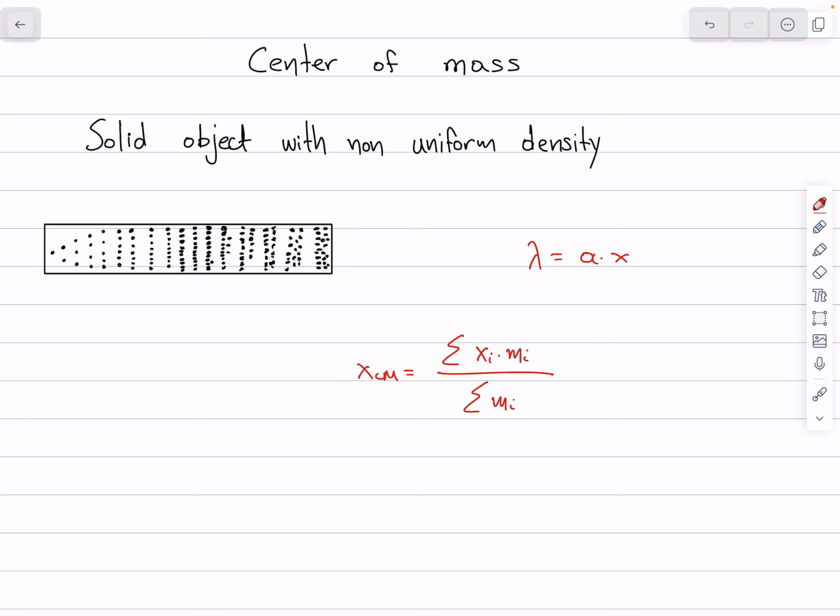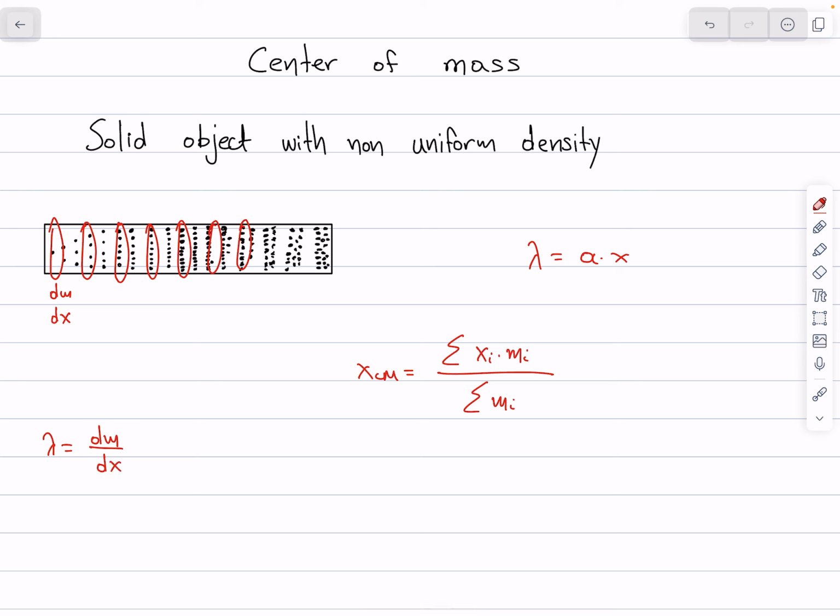Now, in order to find the center of mass in this case, we consider that each segment of my object is made out of small, infinitely small mass, dm, and it has a length dx. So there is a linear mass density, which is mass over length, or in this case dm over dx.